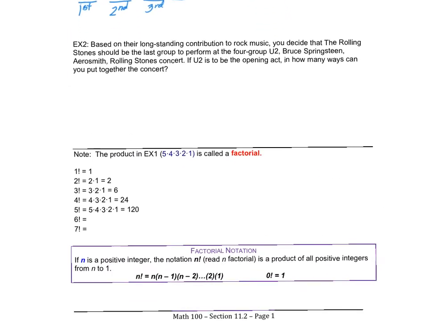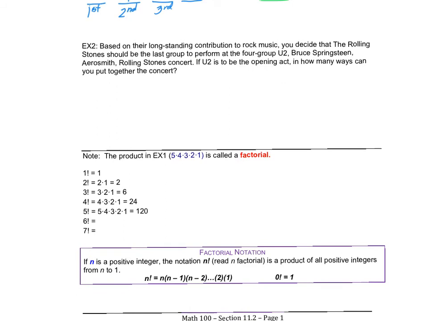Let's look at another example. Example 2, based on their long-standing contribution to rock music, you decide that the Rolling Stones should be the last group to perform at a 4-group U2, Springsteen, Aerosmith, Rolling Stones concert. So if U2 is to be the opening act, in how many ways can you put together the concert?